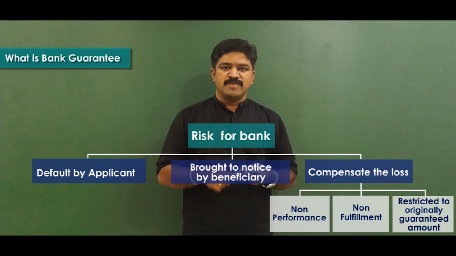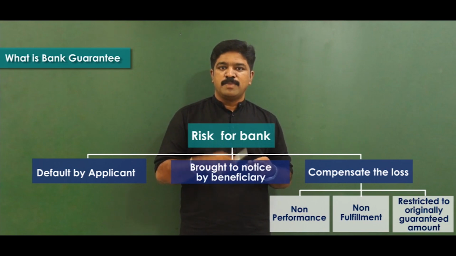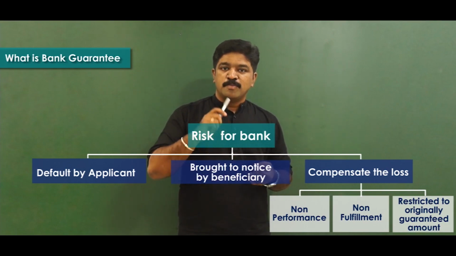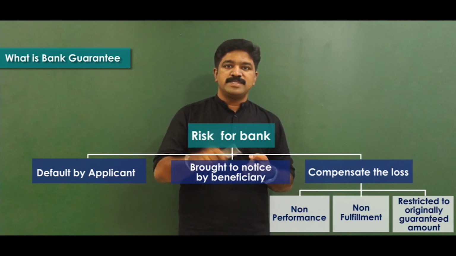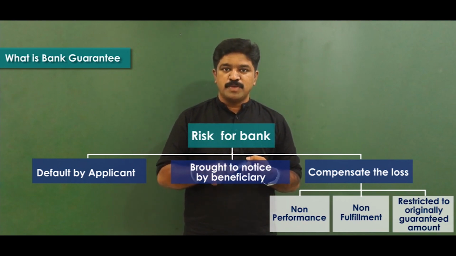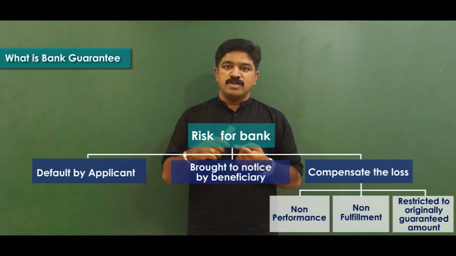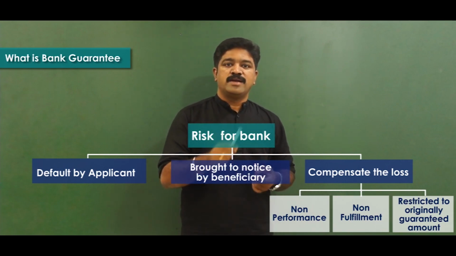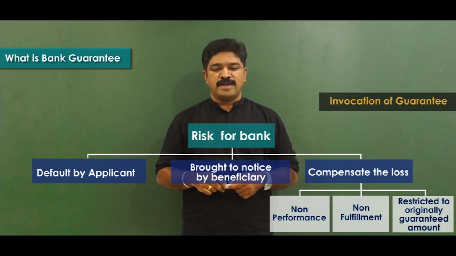So understand, very important. Okay, in the event of default by applicant, the default has to be brought to the notice by beneficiary to the guarantor, and guarantor is only going to compensate the loss. Okay, it's not that guarantor is going to perform the promise here when bank is a guarantor. Understand that. Okay, also understand, when beneficiary makes claim to the guarantor, that scenario we call as invocation of guarantee.